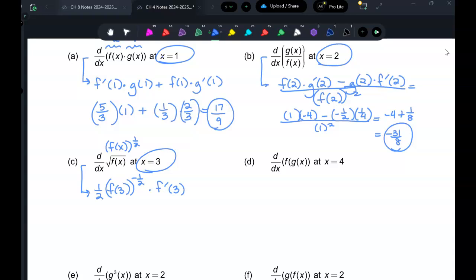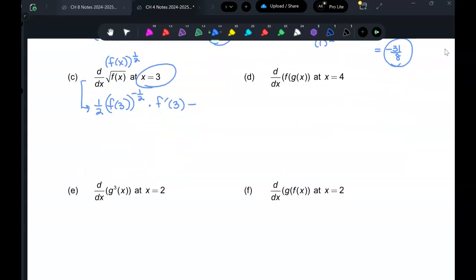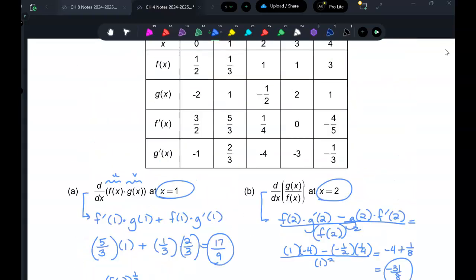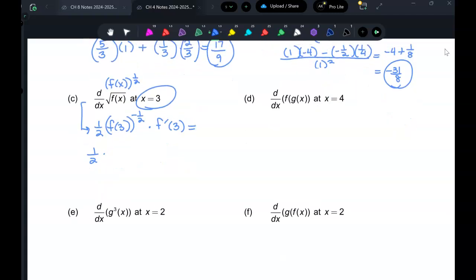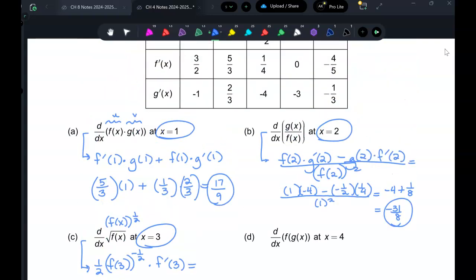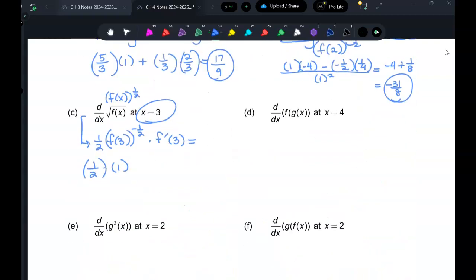Okay, so I have 1/2. Now, f of 3 is what? 1? Oh. So 1 to the negative 1/2 would still just be 1. And f prime of 3 is 0. So it's 0.